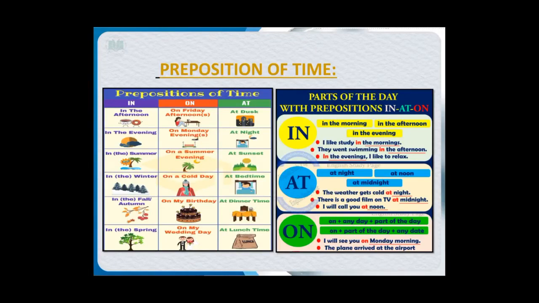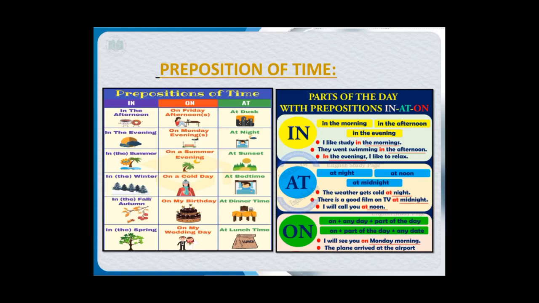Preposition of time. A preposition of time is a preposition that allows you to discuss a specific time period, such as a date on the calendar, one of the days of the week, or the actual time something takes place. Prepositions of time are the same words as prepositions of place, however they are used in a different way.